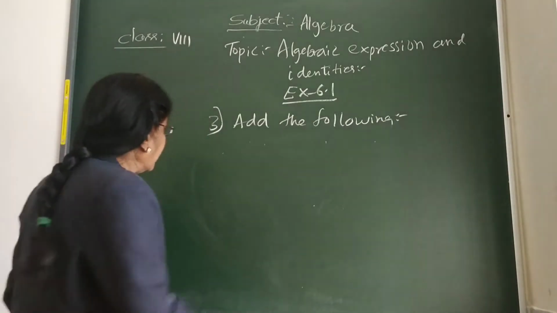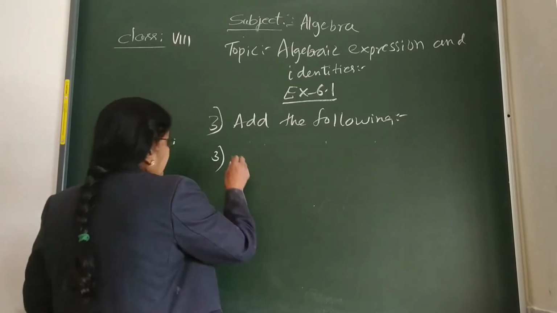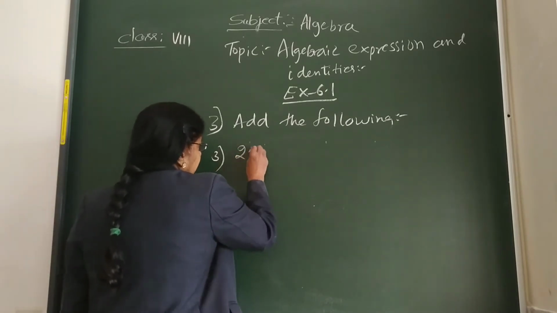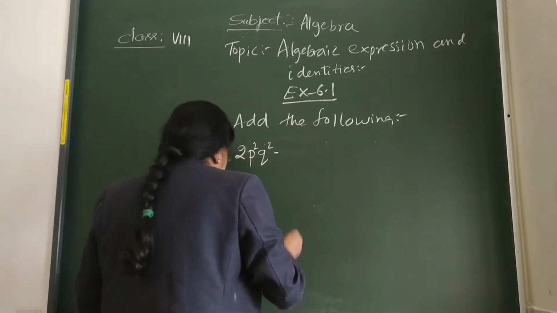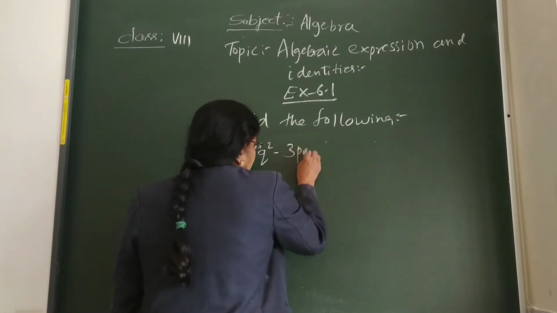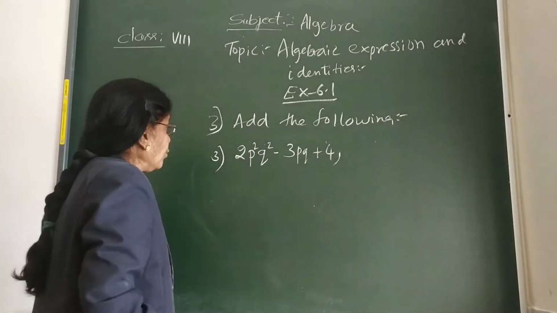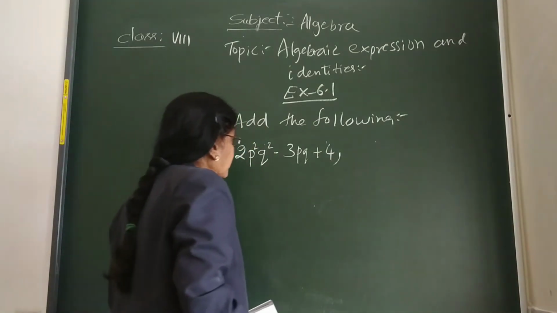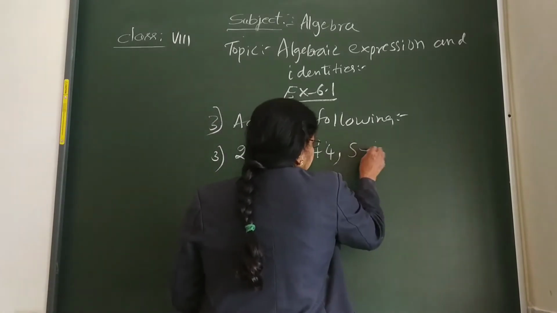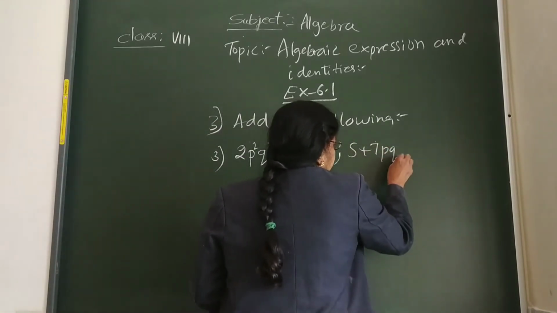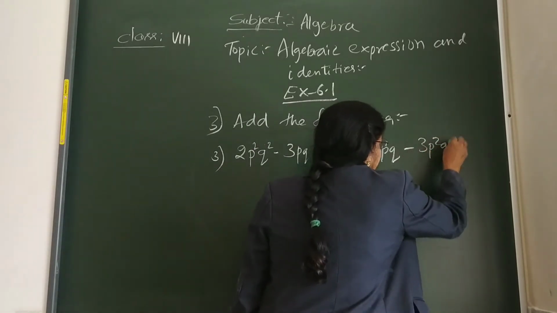Next we will go to the third sum. What is the third sum given as? 2p square q square minus 3pq plus 4. So this is also a trinomial. 2p square q square minus 3pq plus 4. Next is given 5 plus 7pq minus 3p square q square.